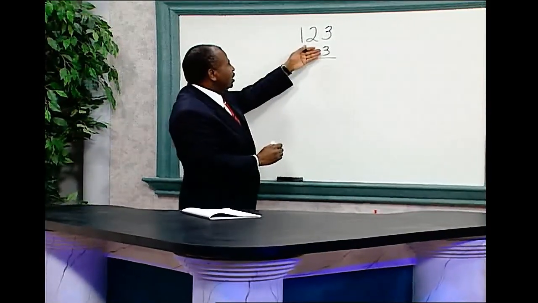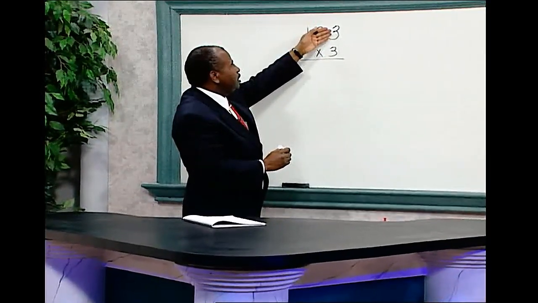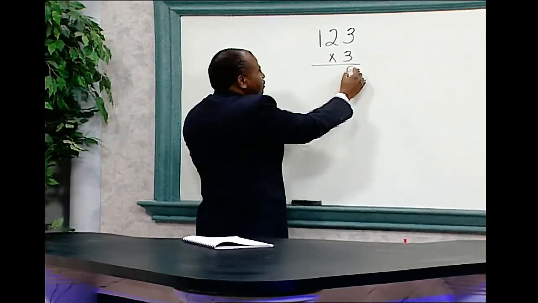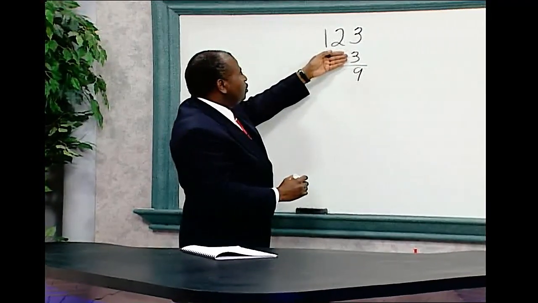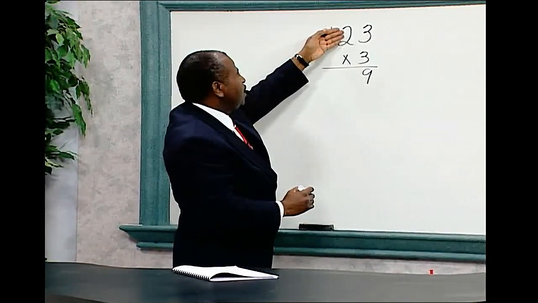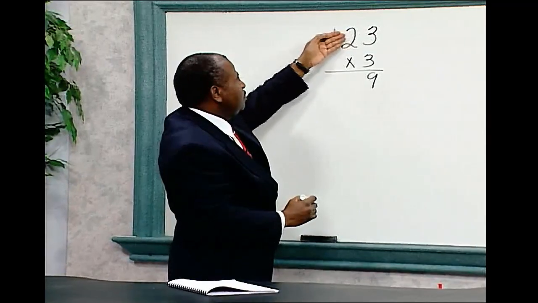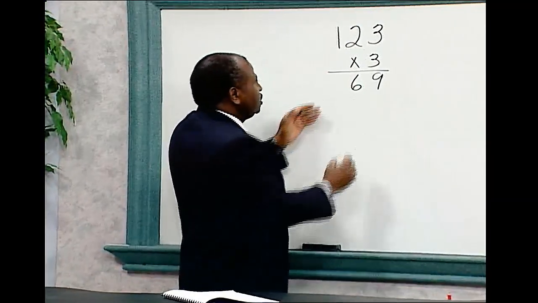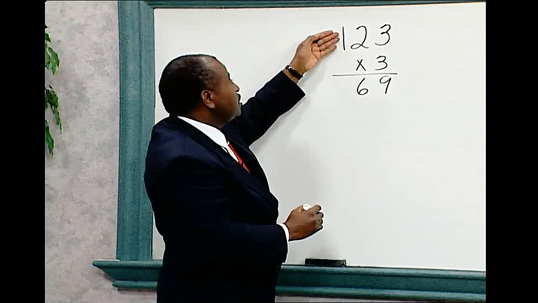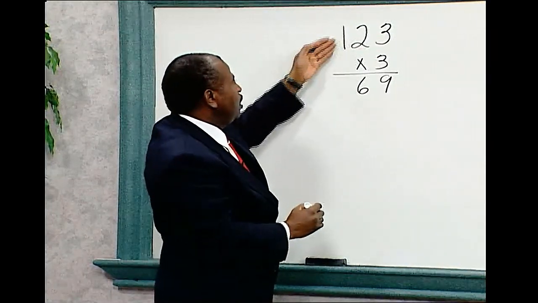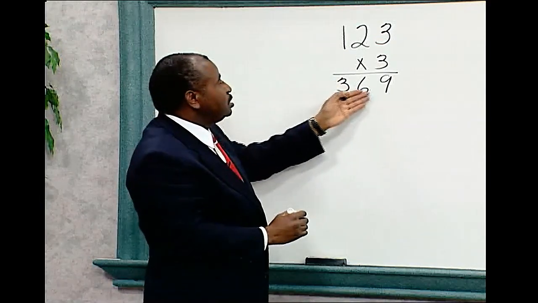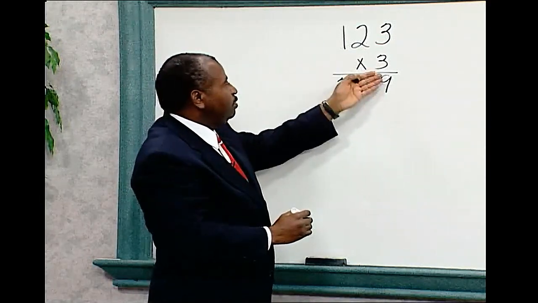Let's start by multiplying 3 times 3, that's in the ones column. 3 times 3 equals 9. Next we'll multiply 3 times 2, that is in the tens column. 3 times 2 equals 6. And lastly, we'll multiply 3 times 1, that's in the hundreds column. 3 times 1 equals 3. Therefore, it would take 369 tiles to cover 3 floors.